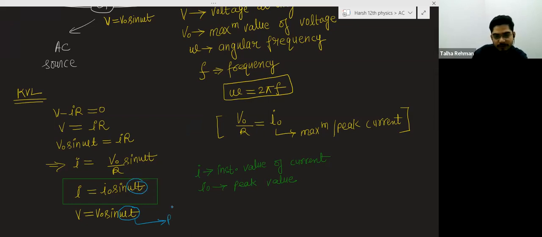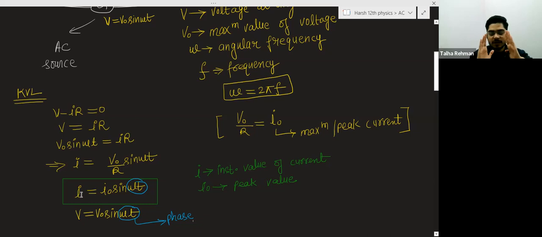This is known as the phase. Basically, this omega t is the phase of the voltage, and here omega t is the phase of the current. If I want to find the phase difference, it is the phase of voltage minus the phase of current, or you can say the phase of current minus the phase of voltage.